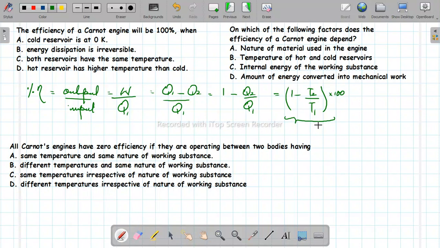Now, how can you make this value equal to 1? If I want to make this whole expression 1, it is only possible if this ratio gives me 0, right? And this ratio can only give you 0 when the numerator is 0. That is when the temperature of the cold reservoir is 0 Kelvin. See, when the cold reservoir is at 0 Kelvin.